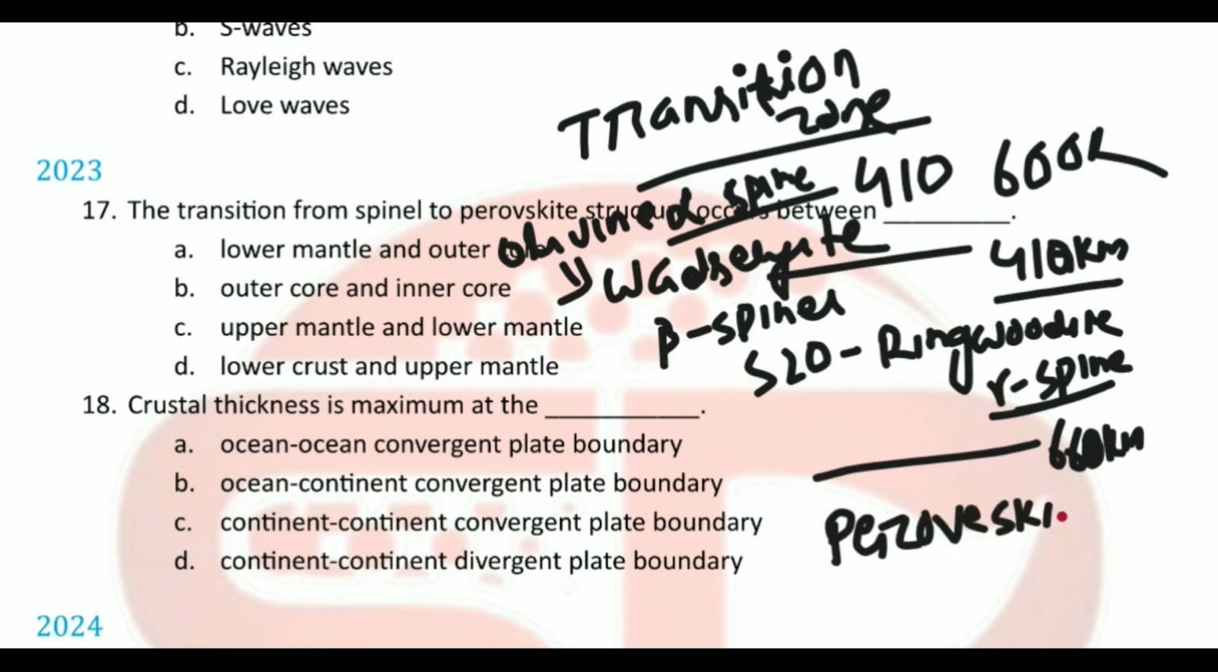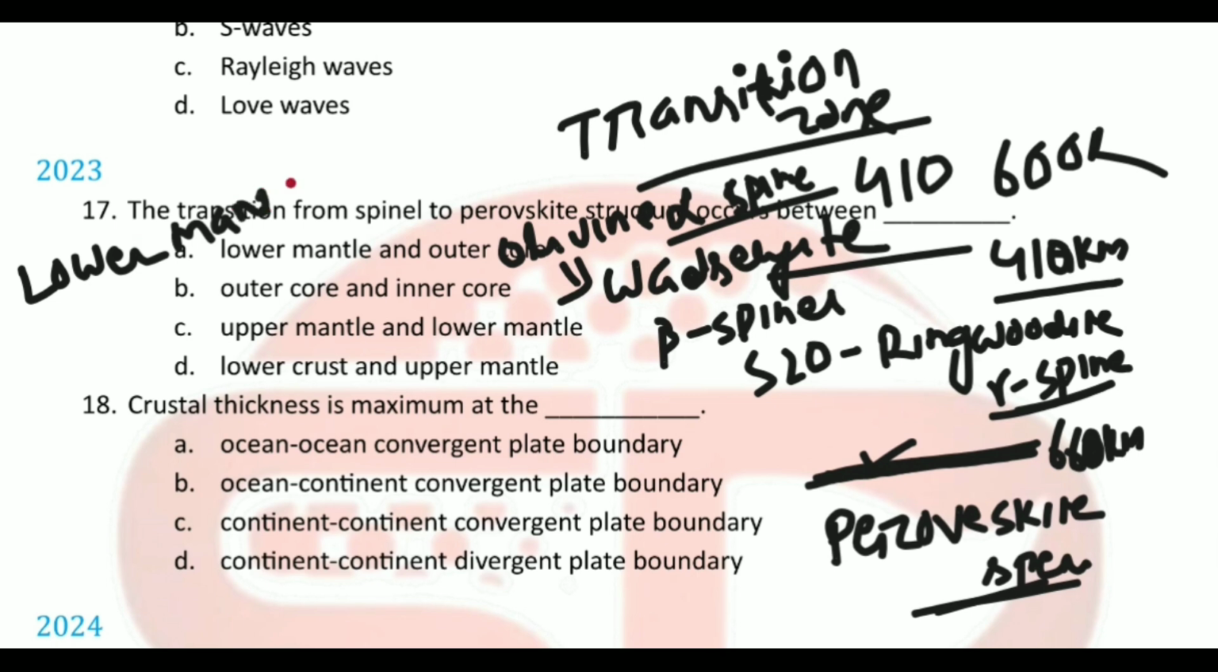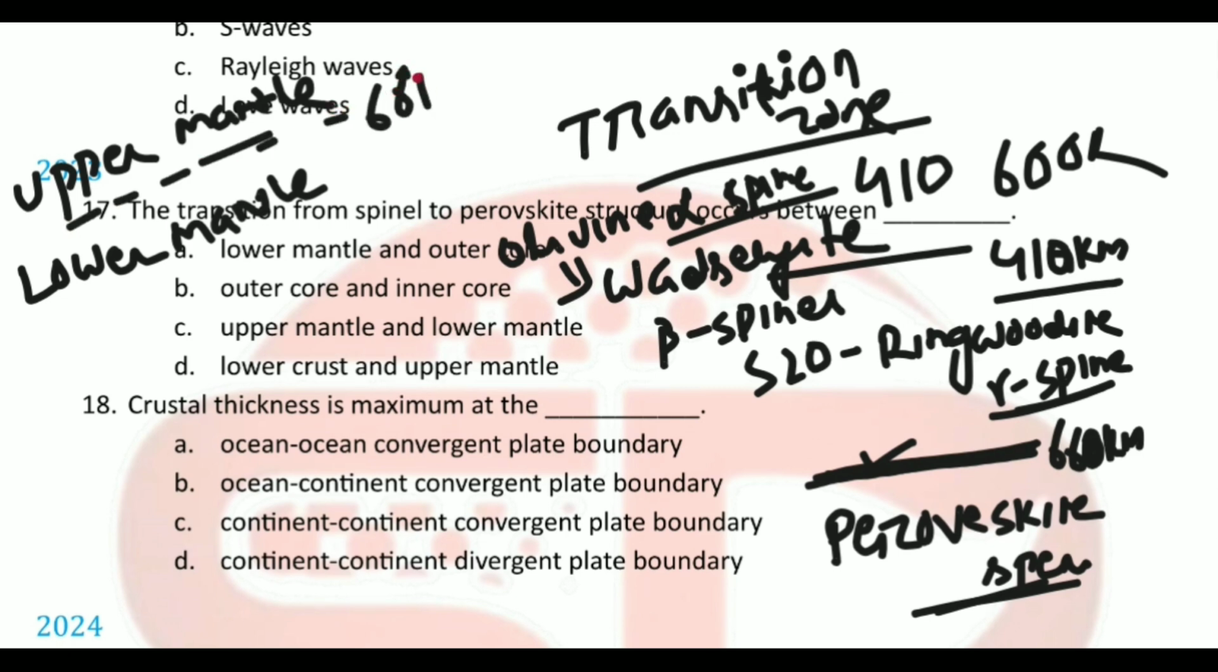Perovskite and periclase. So 660 km depth is the boundary between the lower mantle and the upper mantle. This is the boundary at 660 km depth. So the transition from spinel to perovskite occurs between the upper mantle and lower mantle.